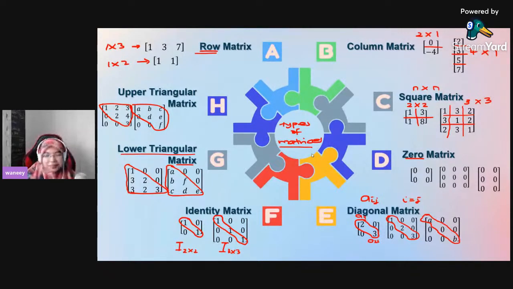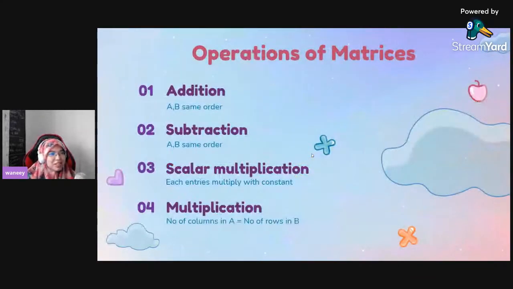Okay, next. Right, so now some operations of matrices. So basically we can do some operations on matrices. We can do addition. Where's my mouse? Okay, addition. We can do subtraction. We can do scalar multiplication, and we can do something called multiplication.